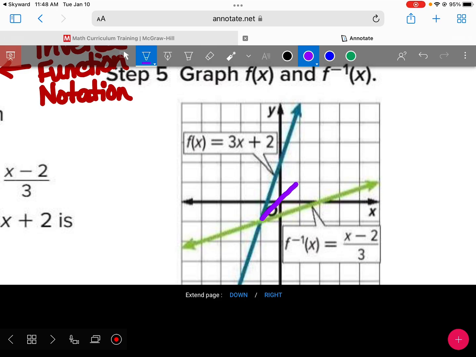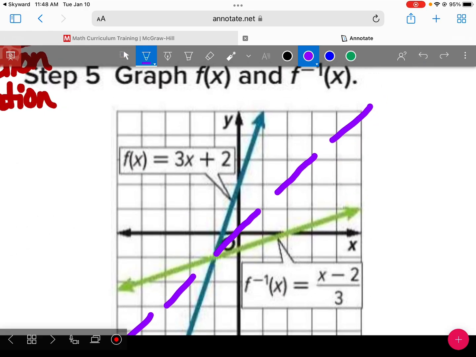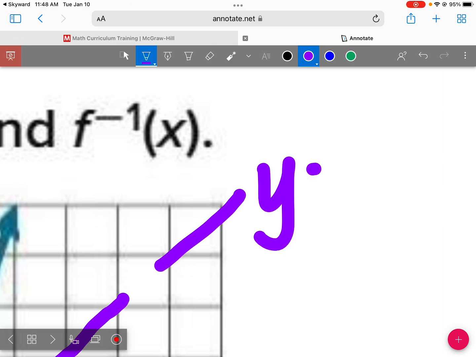Look what happens if I draw in that diagonal line again. Can you see how the original one is a reflection over that diagonal line? The original function is a reflection over that diagonal line, y equals x.